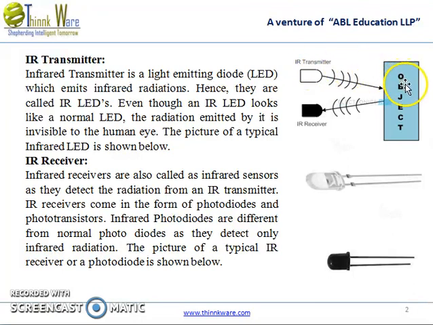This is the transmitter, this is the object, and when it strikes the surface of the object, it is received by the IR receiver. The infrared receivers are also called infrared sensors as they detect the radiation from an IR transmitter. IR receivers come in the form of photodiodes and phototransistors. Infrared photodiodes are different from normal photodiodes as they detect only infrared radiation.